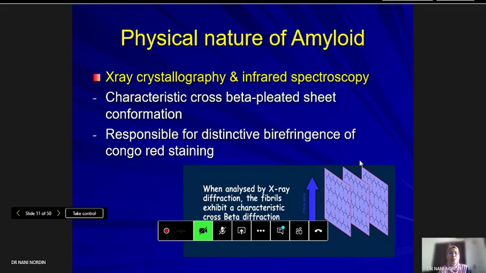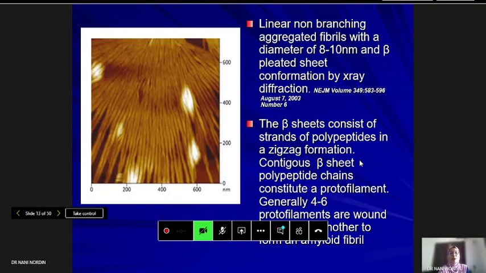Okay, as I mentioned earlier, under crystallography or X-ray diffraction, you can see the fibrils in the form of beta-pleated sheet. This beta-pleated sheet is responsible for the distinctive birefringent appearance in a Congo red stain. So it appears as beta-pleated sheet. This is the fibrils, non-branching aggregated fibrils.